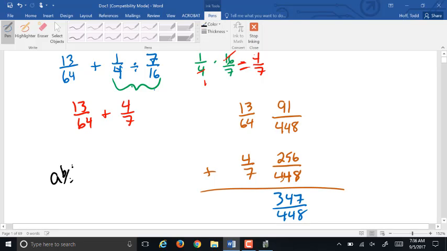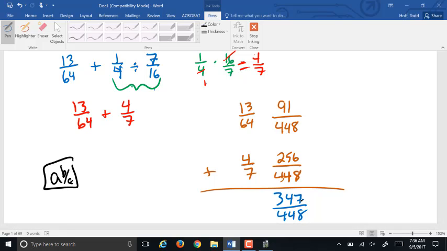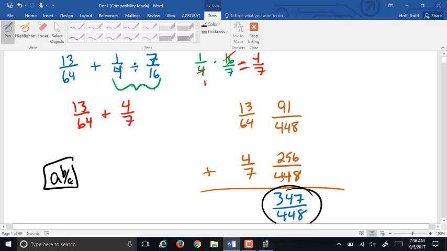How many of you have a calculator with that ABC key on it? Okay, go ahead and punch this in. 347, ABC, 448. It stays as that. That's what I thought.